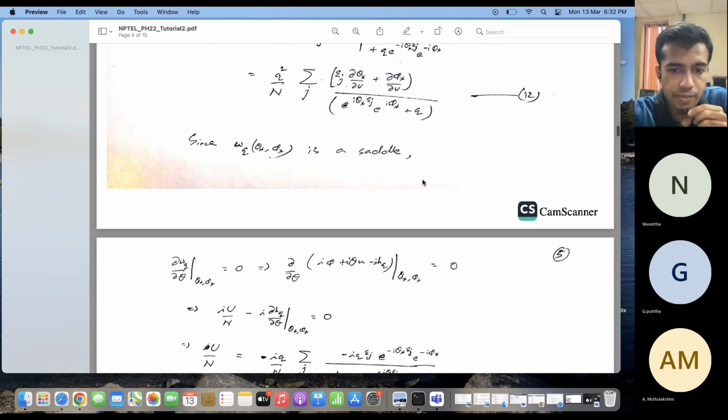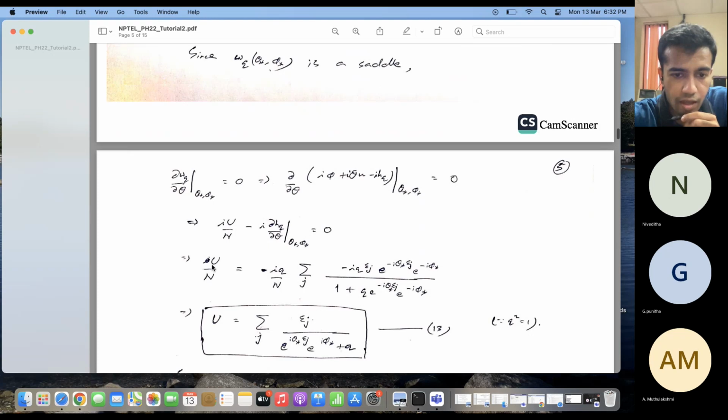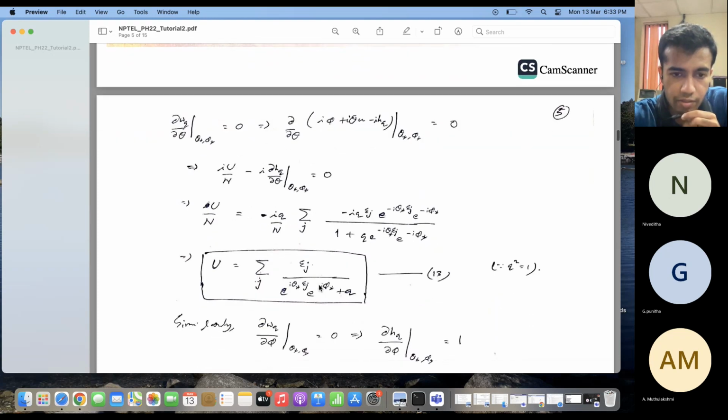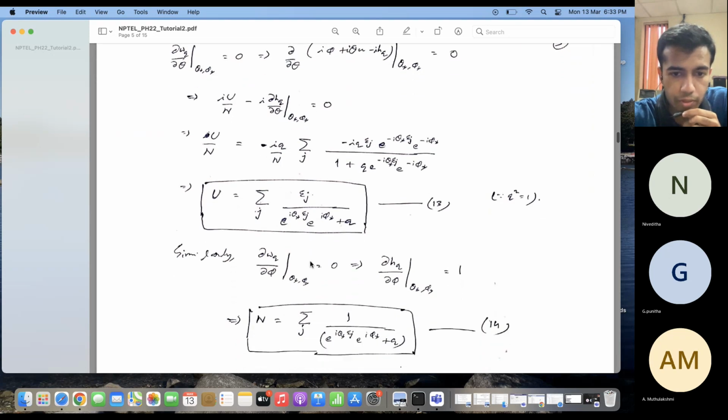In order to simplify this, we look at the constraint that W_q is a saddle point. If W_q is a saddle point, then del W_q del theta evaluated at theta star phi star should be equal to 0. So if I solve this equation, I can write an expression for u over n in this manner. In this way, I can express my capital U in terms of theta star, phi star and epsilon j. This is doable.